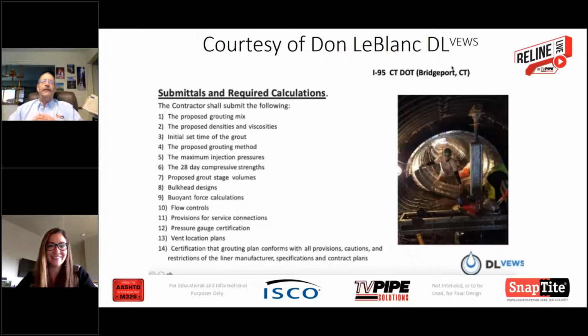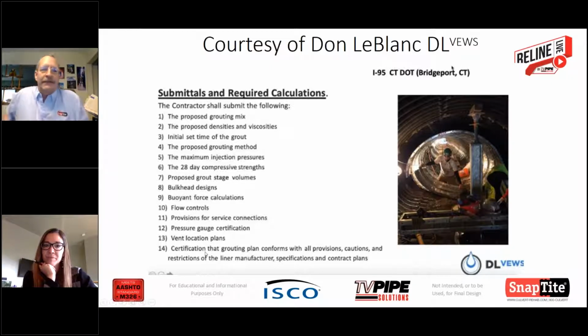And these are some checklists that Don LeBlanc had in his presentations. These come from CDOT. One thing that I noticed that's not in here that you might want to consider, I think Don LeBlanc, you may be out there listening, CDOT may be as well, is this doesn't cover the heat of hydration. And really that's going to come into play with some of these other items here.